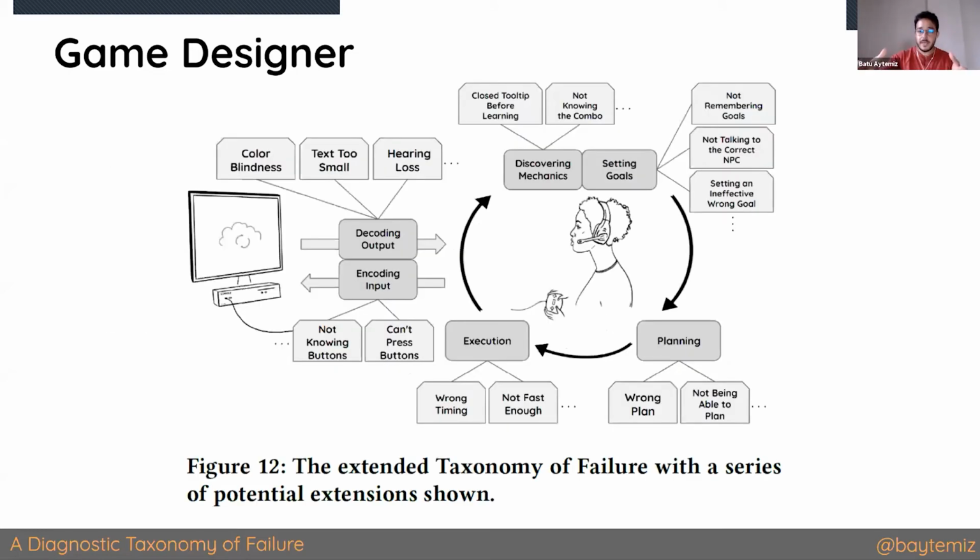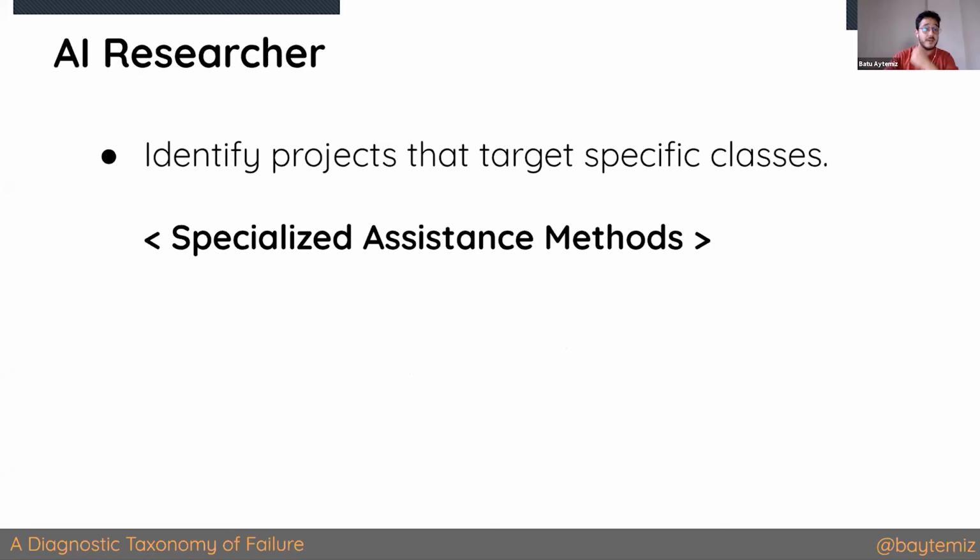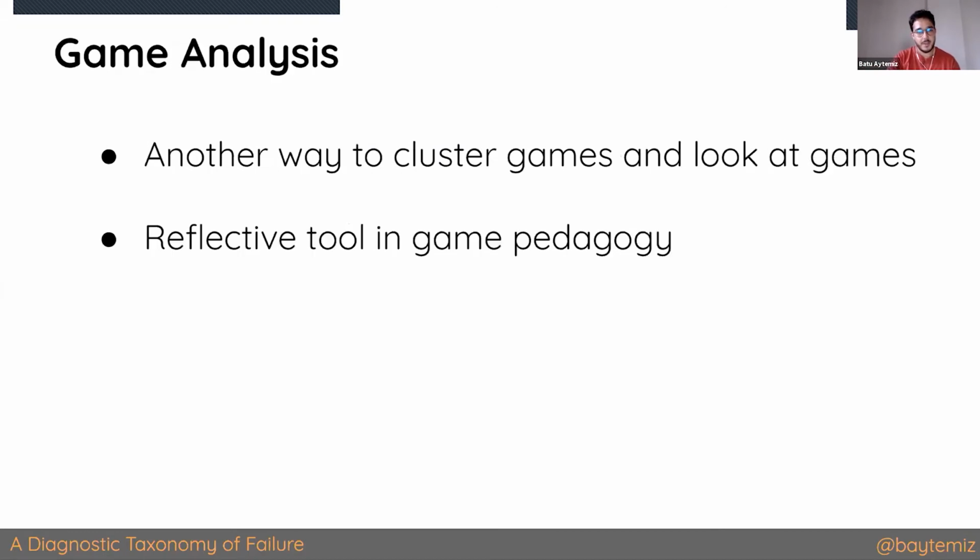There's an extended taxonomy of failure that we talk about in the paper that specializes the taxonomy for the given game that you're working on. I also work as an AI researcher, and I use the taxonomy to identify projects. I make AI-driven assistance methods, and the way I use this taxonomy of failures, I look at a game and say, okay, can I come up with an AI technique that specifically targets the discovering mechanics failure class? If that is an out-of-loop failure, and we don't want players to fail, then maybe we can support the player specifically in that. And finally, I claim that it is helpful as a game analysis tool.